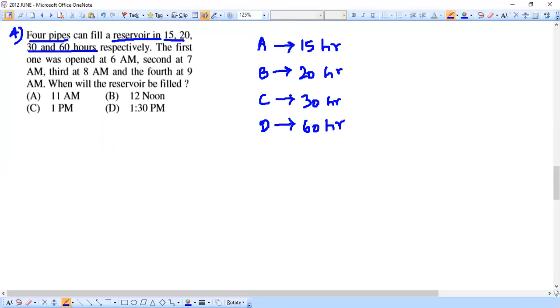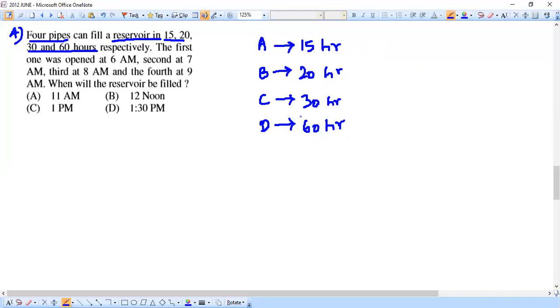Why? Because see here, pipe A is filling the tank in 15 hours, but pipe D is filling the same tank in 60 hours. So that means pipe D is working slowly. The rate of working for pipe D is lesser. It is working very slowly when we compare to pipe A. So I can say pipe A is working with more efficiency. Pipe B is a little less efficient than pipe A, pipe C is even less efficient than B, and pipe D is much less efficient than the other three.